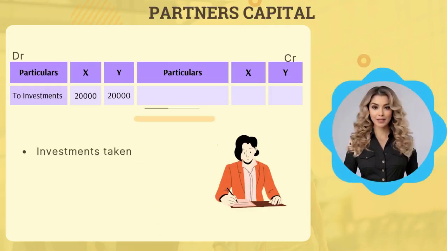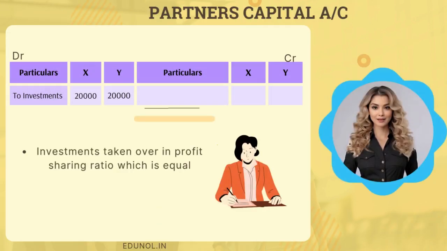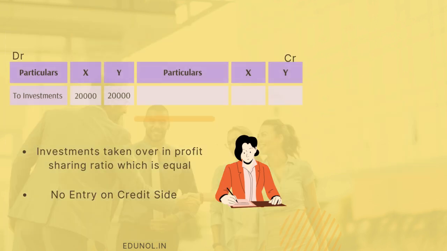Now let's see what happened in the capital accounts of X and Y. Each partner's account was debited with 20,000 rupees, which is their share of the investments they took from the firm. Because they share profits equally, they each took half of the 40,000 rupees, which is 20,000 rupees each. There is no entry on the credit side of the capital account.